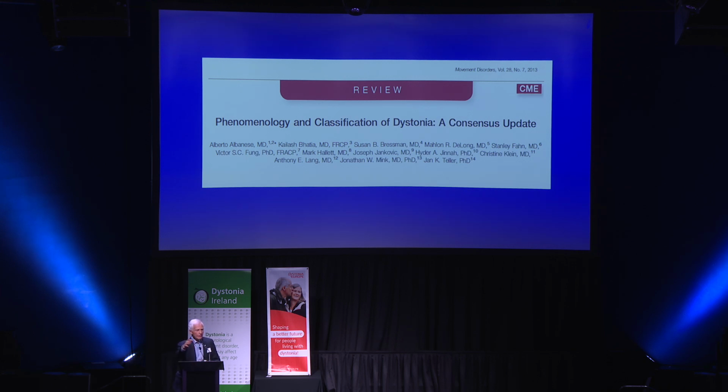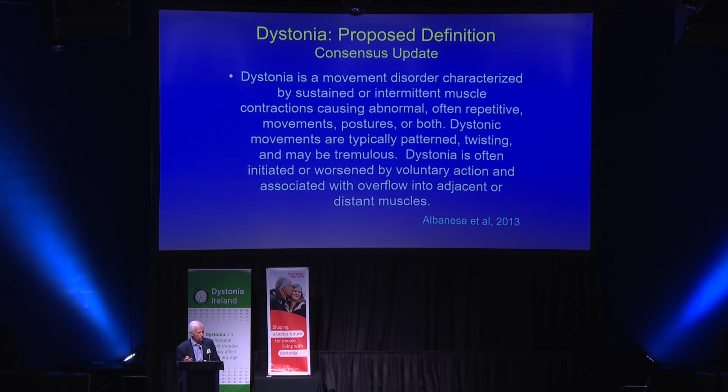So this rhythmical movement is a tremor. So we recognize the phenomenology of tremor. We recognize dystonia, we recognize fast jerks, etc. So the phenomenology and classification, we had a consensus meeting and wrote this paper. First and foremost, we redefined dystonia. And so we recognized that this was a movement disorder characterized by the sustained contractions that were recognized for centuries, but also intermittent contractions causing abnormal, often repetitive movements, postures, or both.